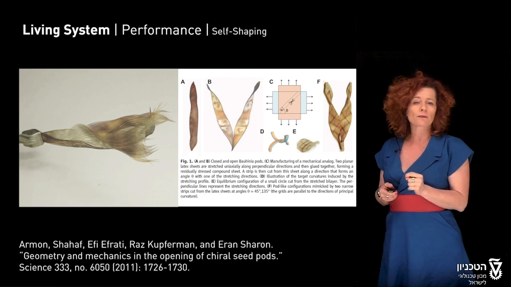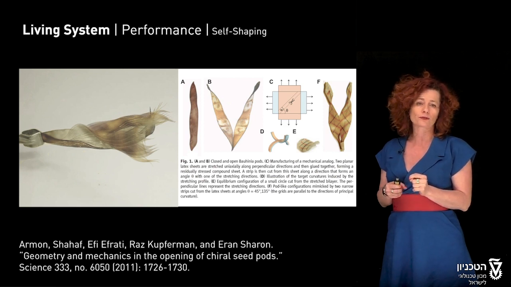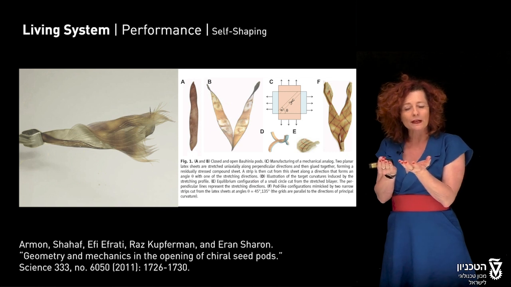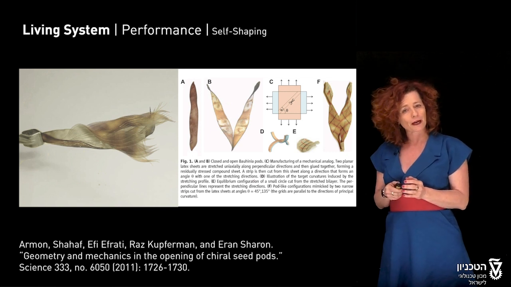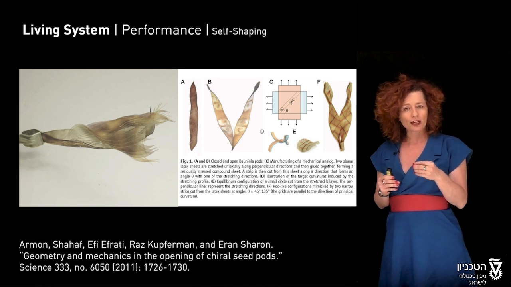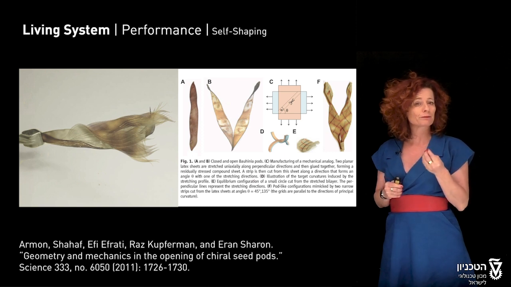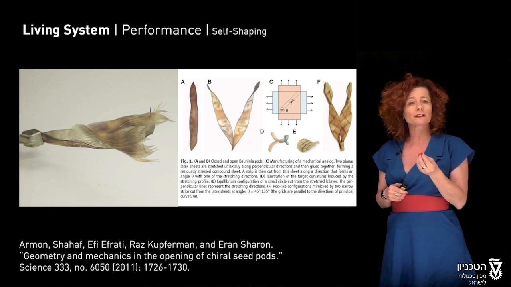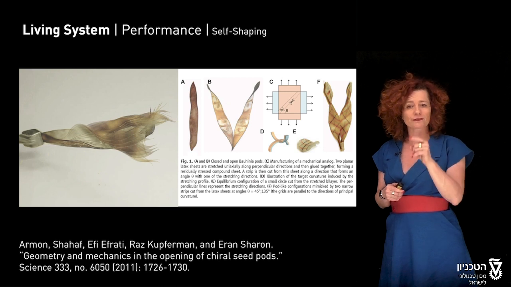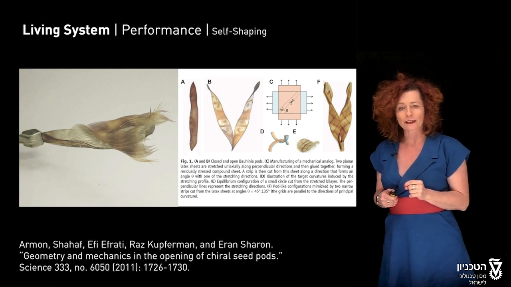We see here the stop motion of a seed pod upon drying. So upon drying, it opens up in this opposing spiraling direction, and this spiraling shape is actually predefined in the material internal architecture, as you see the fiber architecture here on the right.